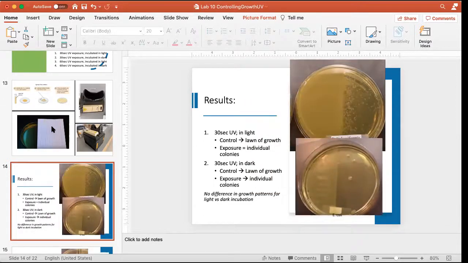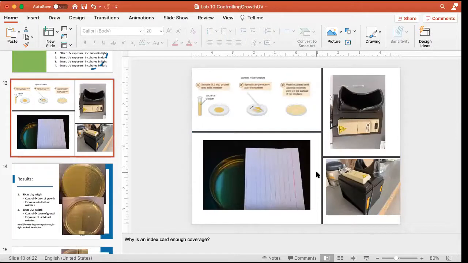So let's think about this exposure for a second. How come an index card was enough? How come I could just place a piece of paper over that plate and protect those cells from the ultraviolet? How come a piece of paper was enough? How come I didn't need to, like, I don't know, cover it with some thick layer of material?